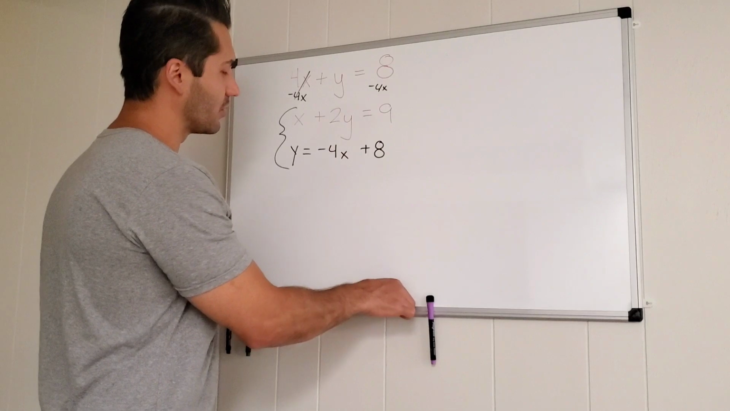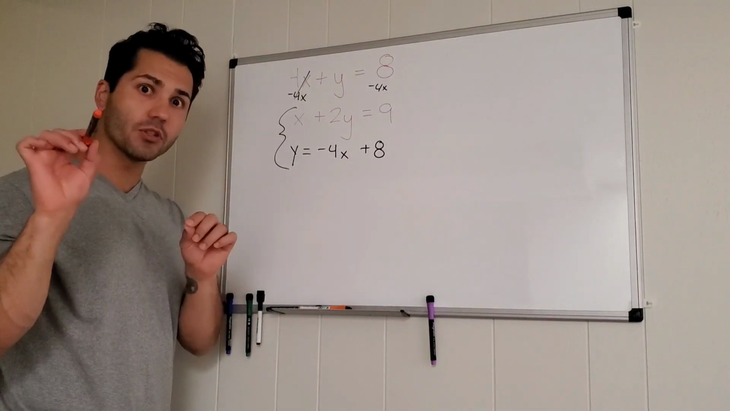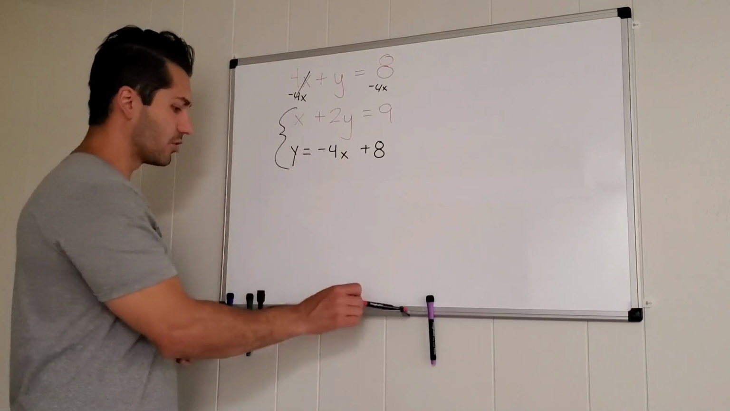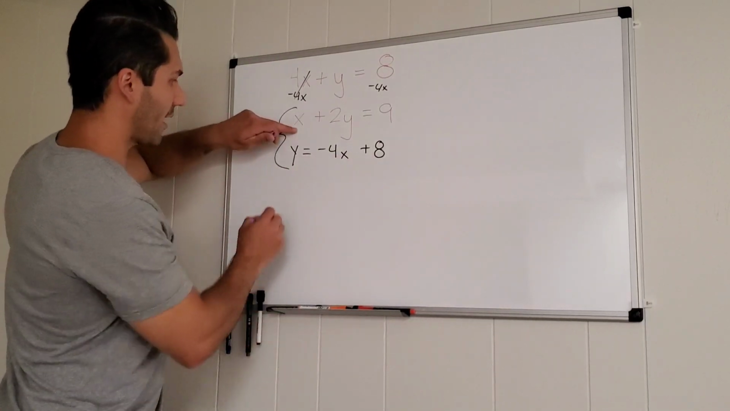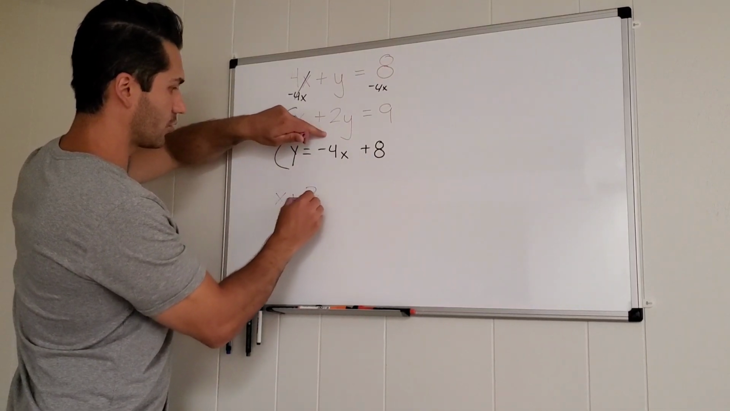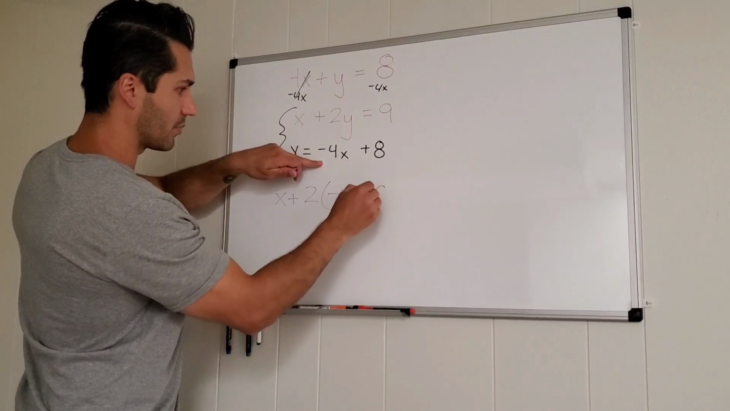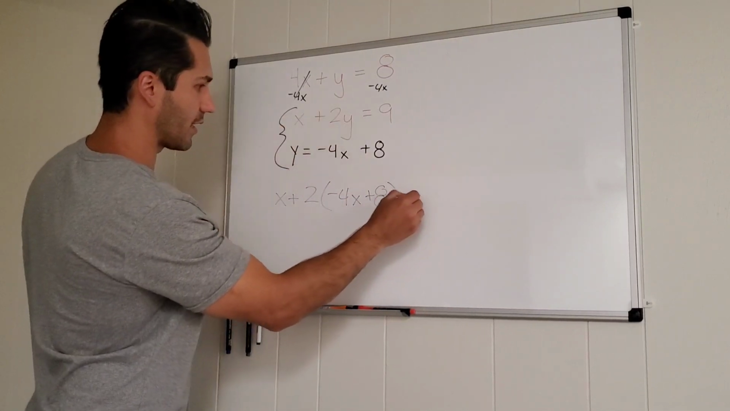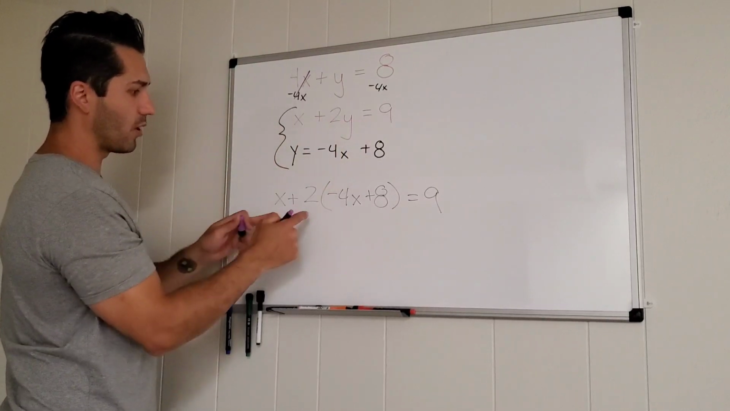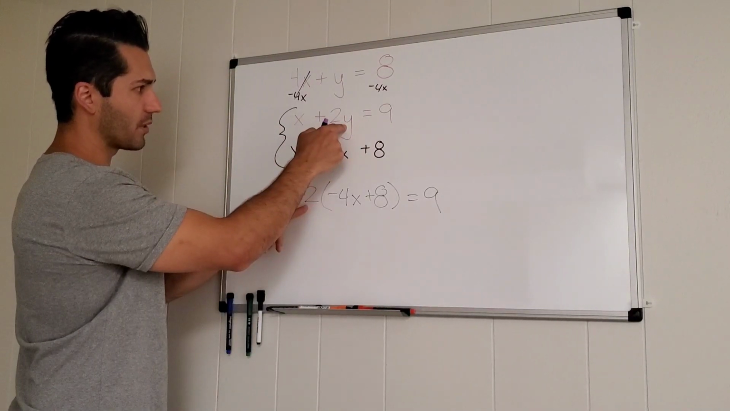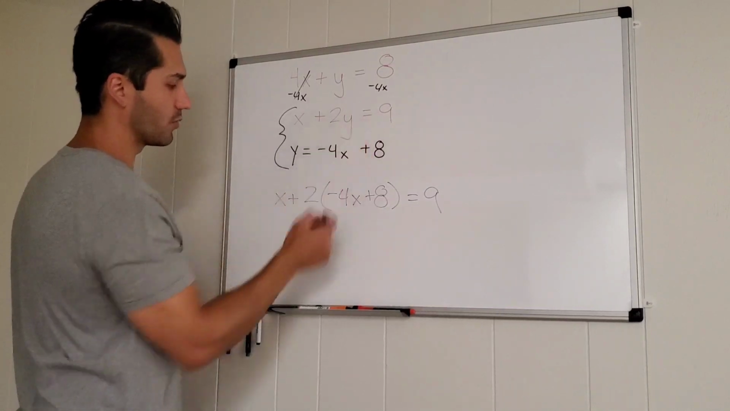And that's why I really wouldn't use substitution for this, but you don't know the other method yet, or maybe you do. But let's do it anyway. y equals negative 4x plus 8, x plus 2y. I now know y equals negative 4x plus 8 equals 9. Once again, I just rewrote this top equation, the red one, x plus 2y, but instead of y, I know y equals negative 4x plus 8, and then that equals 9.